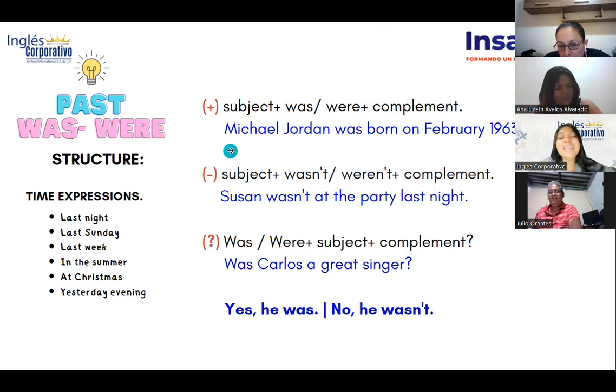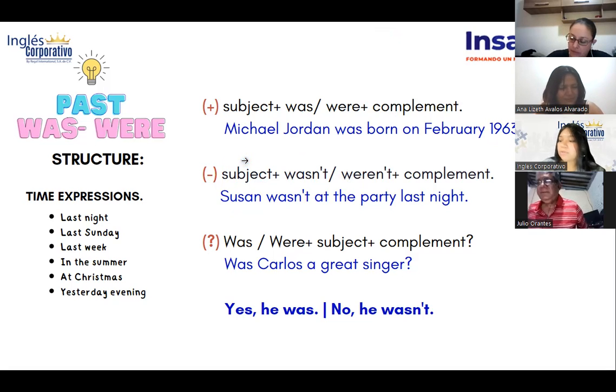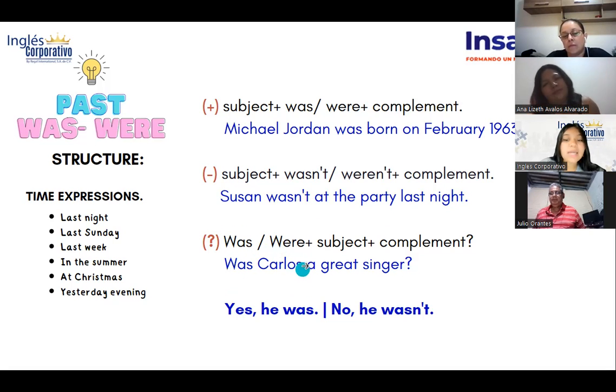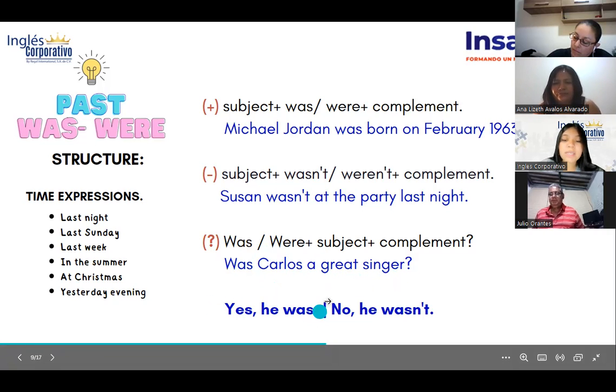Okay. So now in negative, okay? En negativo podemos poner, those are examples. Esos son ejemplos únicamente. Susan was not at the party last night. Susan no estaba en la fiesta ayer en la noche. Ahora, las preguntas, si se recuerda, empezamos con el auxiliar. Was Carlos a great singer? ¿Fue o era Carlos un gran cantante? Yes, he was. No, he wasn't.